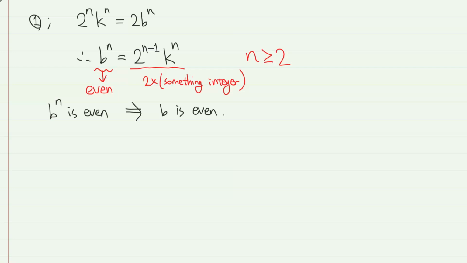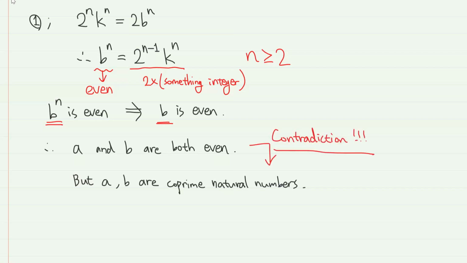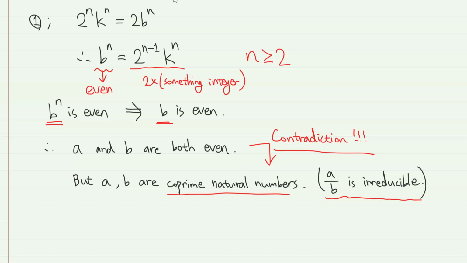And here we do the same thing: since b to the power of n is even, b also must be even. Therefore, a and b are both even, which contradicts the condition that a and b are co-prime natural numbers. In other words, a over b is irreducible. Since we have a contradiction, we have the conclusion: the nth root of 2 is irrational. So that was the simple proof of the nth root of 2 being irrational.